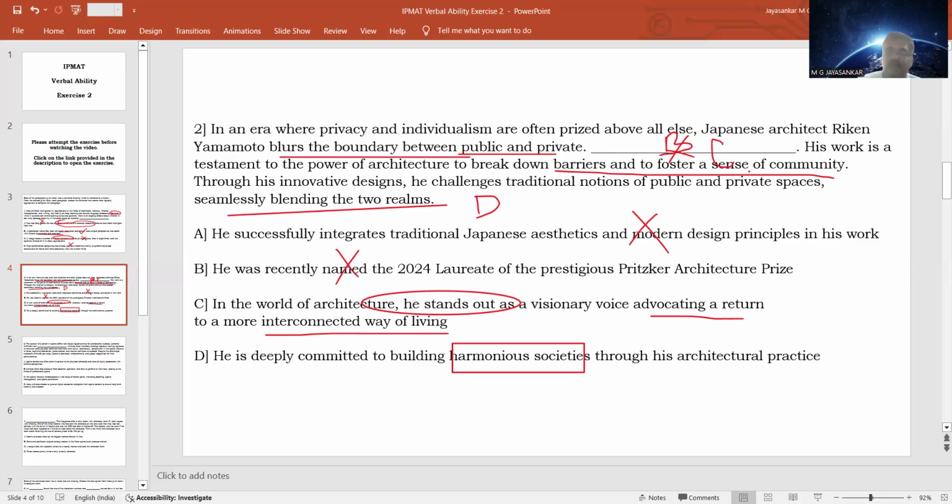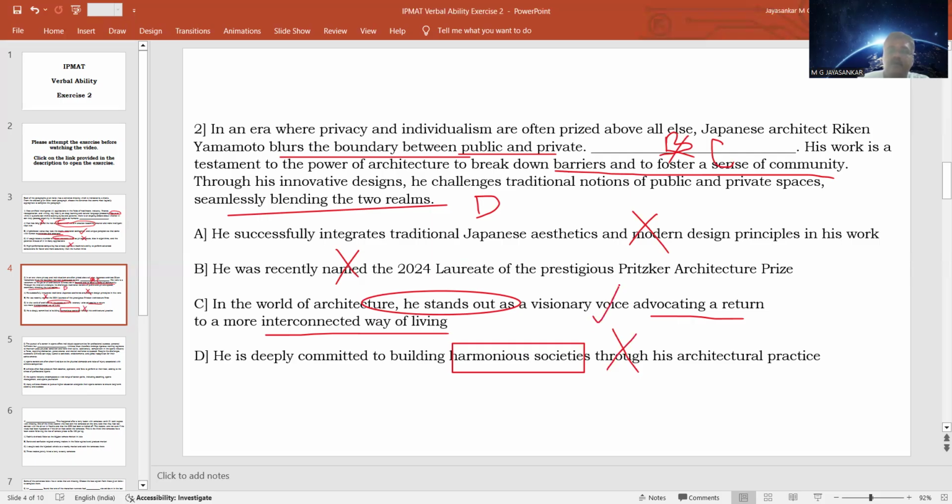So only after you introduce the theory of harmonious societies, you can say that he is committed to building a harmonious society. Otherwise, if you say that building harmonious societies is his commitment in the beginning itself, then it is not really correct because you have to say what is his vision or what is his principle or what he intends to do. So that is why option C is a better answer to fill up the blanks, and option D is probably the last sentence here. So C would be the better answer rather than D.